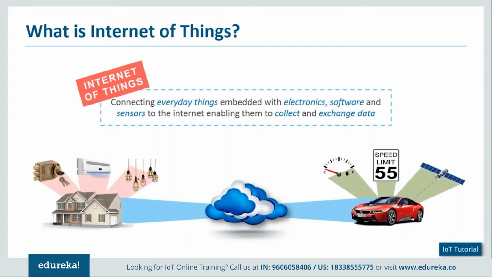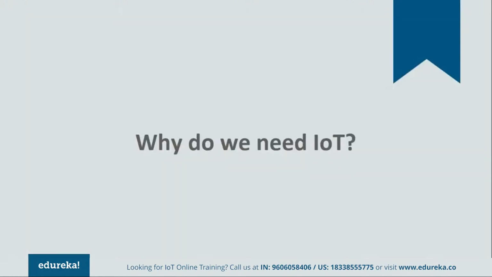This is what Internet of Things is helping us do. You provide a platform through which all these things are connected through the internet. So the internet becomes the medium through which you're connecting all these components or things to a platform. Moving forward, let's try to understand why we need Internet of Things.